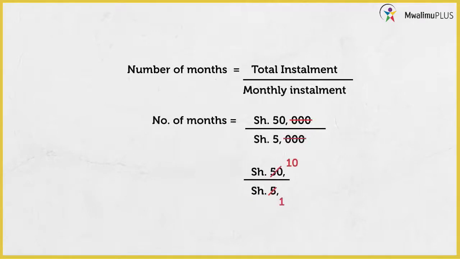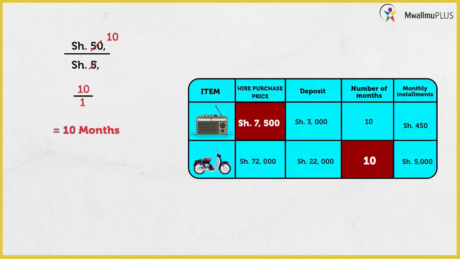Here we come now. Number of months, we work it this way: total installment over monthly installment. Number of months will be 50,000 shillings over 5,000 shillings. When you simplify that, you end up getting 10 months, as you can see. 50,000 divided by 5,000, you'll get 10 months. And our answer is 10 months.